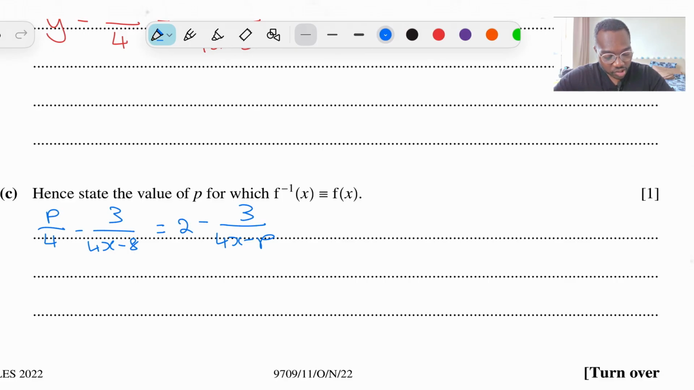So effectively, we can just take the p over 4, and that p over 4 has to equal 2, because we just compare all the coefficients. That's the only way we can get a value for p, if p over 4 is equal to 2. And therefore, we just need to do 4 times 2. So we know that p is just equal to 8.